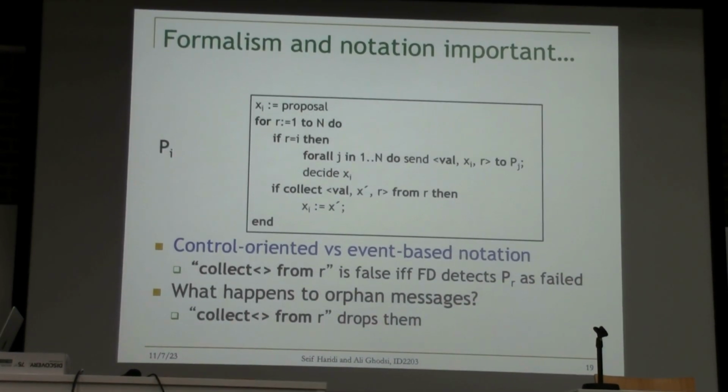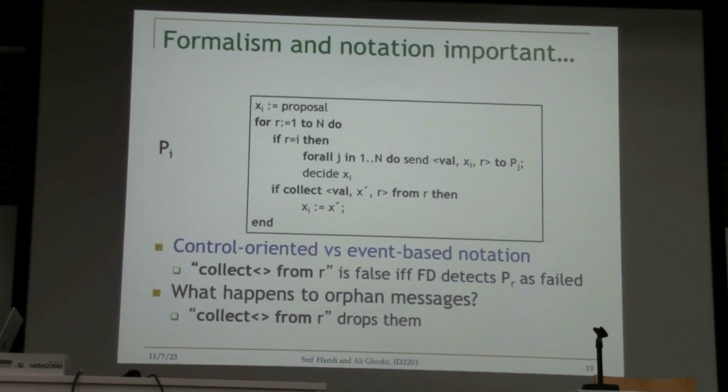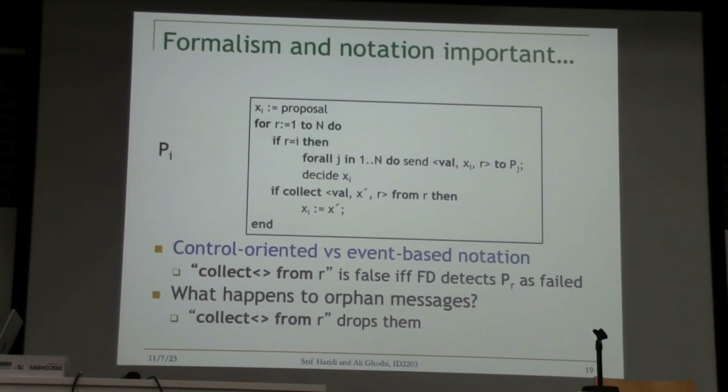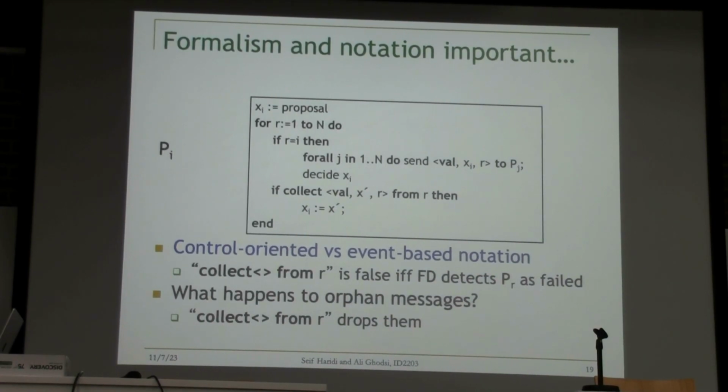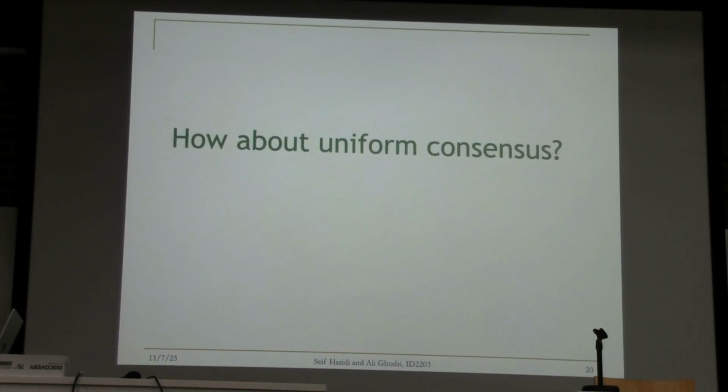Okay, so this is a consensus. This is our first consensus algorithm. You can see it's not that hard, but it's still a bit subtle. But this one is based on a perfect failure detector still, and it's only doing regular consensus. But we also want to do uniform consensus.